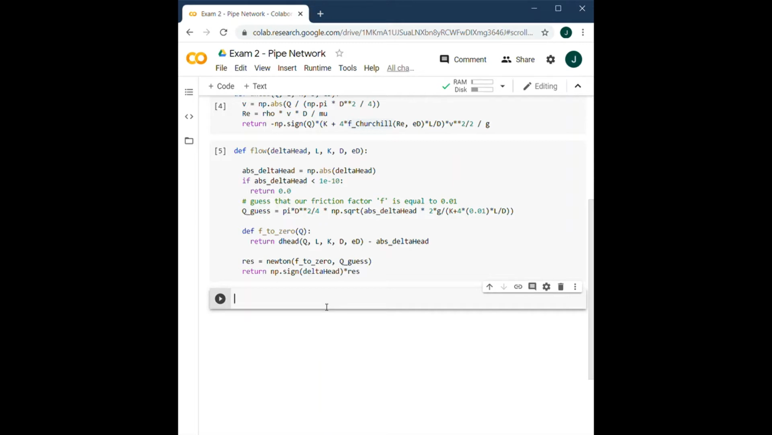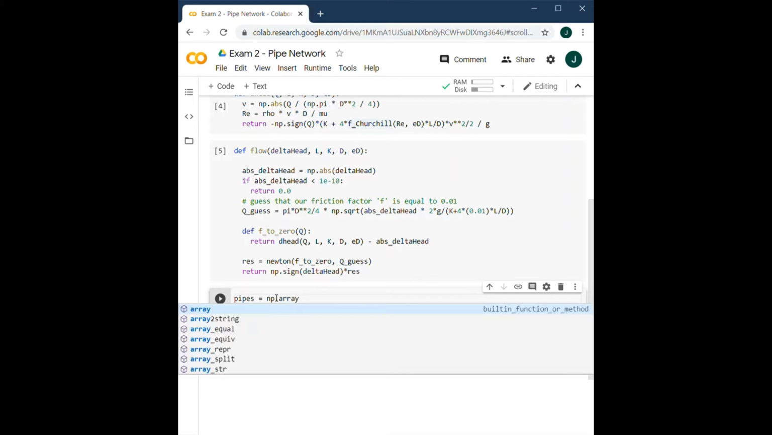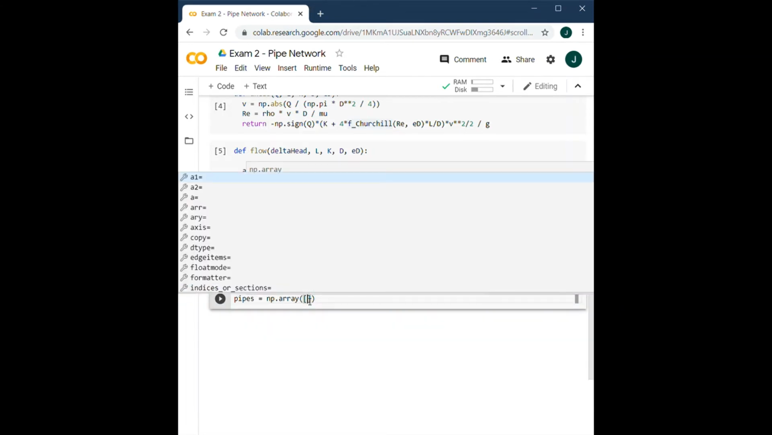So what we're going to do is create an array. We're going to call it pipes, and we're going to create this array using numpy here. Call up an array, and we're going to make it a 5-row, 4-column array, 1 row for each pipe. Our 4 columns are going to be the origin of the pipe, the from node, the destination of the pipe, the to node, the length of the pipe, and the k-value of the pipe.